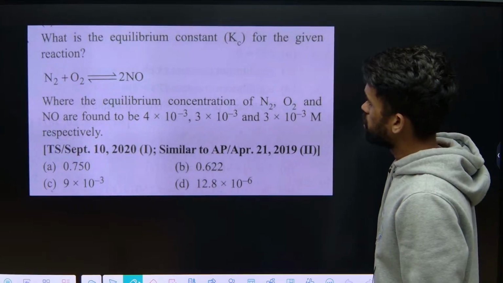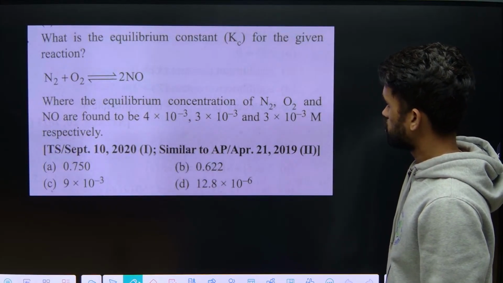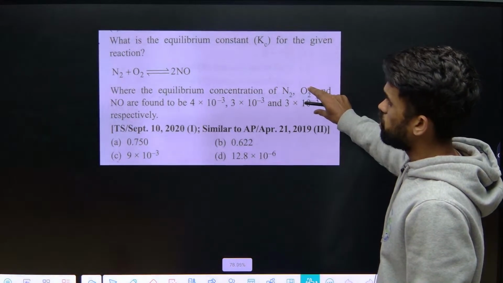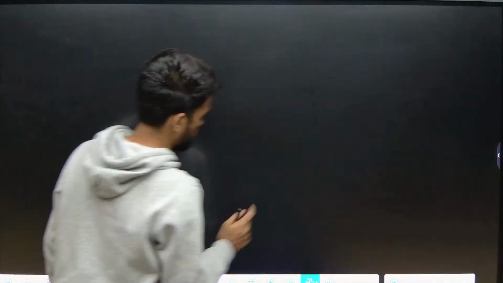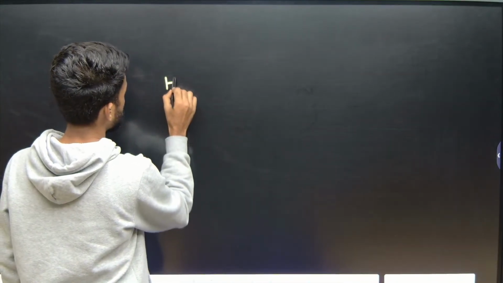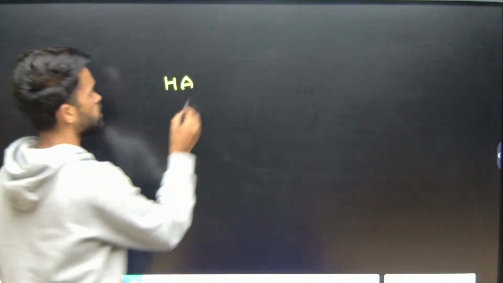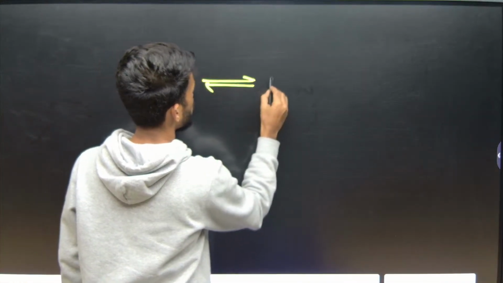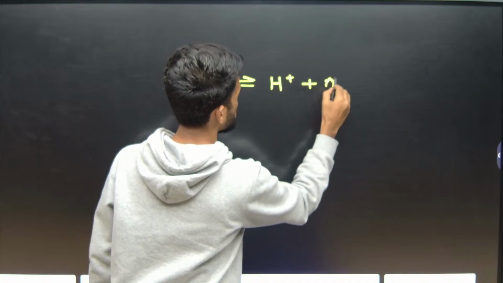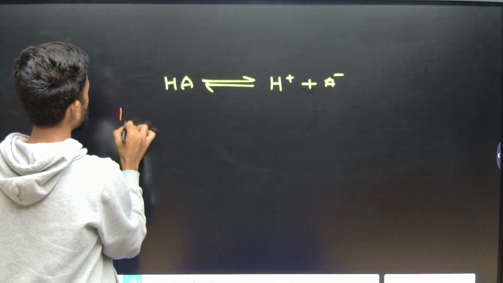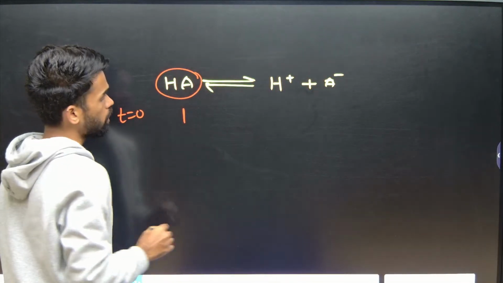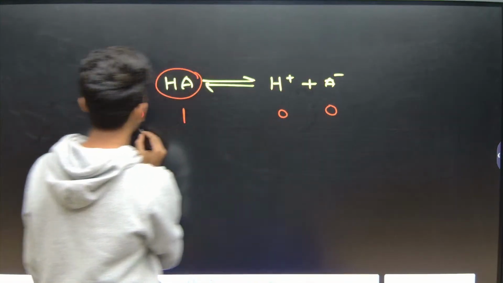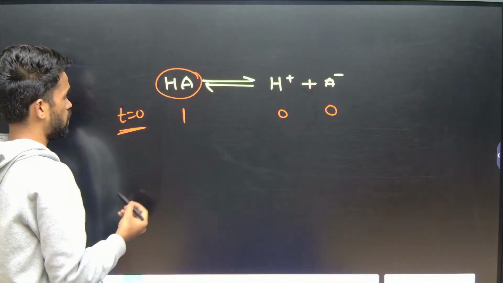Look at this question. Can you answer this? This is a new model question again. Before solving it, you need to know a little about this concept. I have a compound HA which undergoes dissociation to give ions H plus and A minus. Initially I have only HA, 1 mole of this substance, so the products are 0 and 0 at the beginning of this reaction.